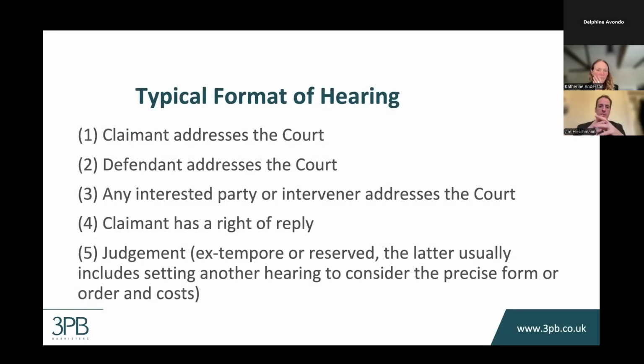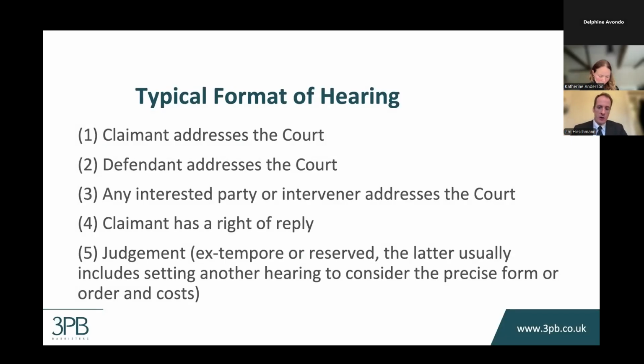If you don't settle and you go to hearing, the typical format of a hearing will be the claimant addressing the court, explaining why they should have the relief sought. The defendant then has the opportunity to respond. Any interested party or intervener then addresses the court. The claimant then has a right of reply, and you then get judgment.